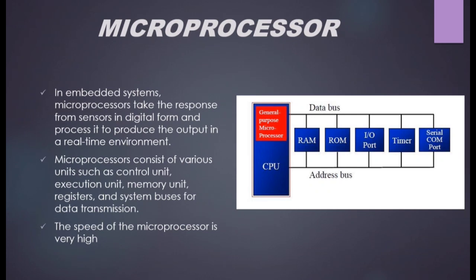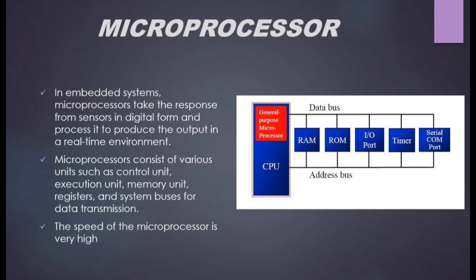Second one is the data in the microprocessor can be moved from one location to another location. It has a program counter register that stores the address of the next instruction. Based on the value of the PC, microprocessor jumps from one location to another location and takes the decisions. The speed of the microprocessor is very high.